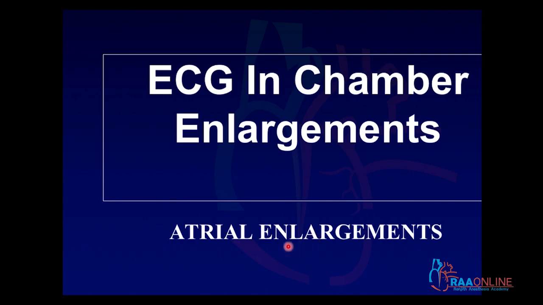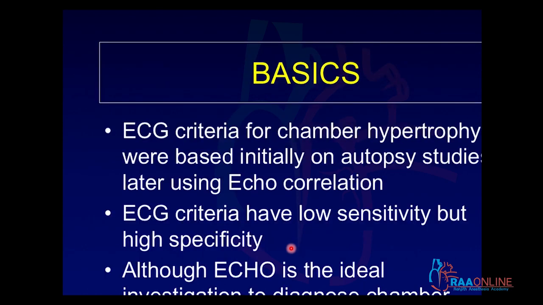So first we look at the atrial enlargements. Before that we must know, although the ECG is one of the investigations to diagnose chamber enlargement, the best investigation to diagnose chamber enlargement is echocardiography. So echocardiography is the best investigation if you want to diagnose atrial enlargement, ventricular hypertrophy, or any chamber enlargement. But nevertheless, ECG is a very simple investigation which gives you a clue, or makes you suspect there may be a ventricular enlargement, and makes you feel that you need to do an echocardiography.